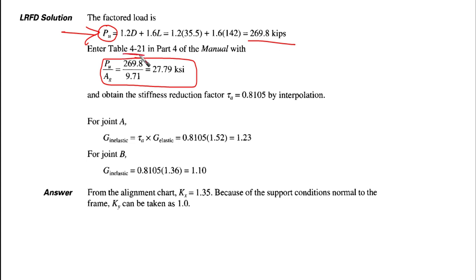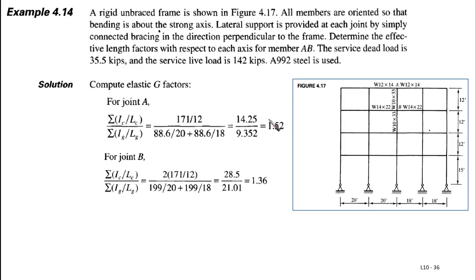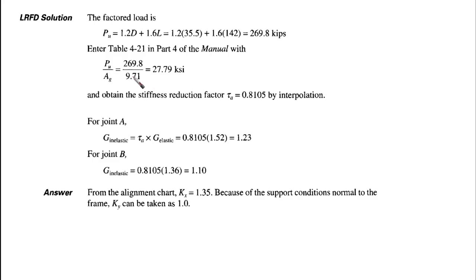Then enter table 4-21 in part 4 of the manual. This is the tau alpha table that we have had before, with the compressive stress, Pu over Ag. Pu is already provided here, and the gross area is provided for us from the cross section that we have. We have the cross section W10 by 33. Go to the properties table, and you are going to obtain this value, the gross area. The ratio is going to be 27.7.